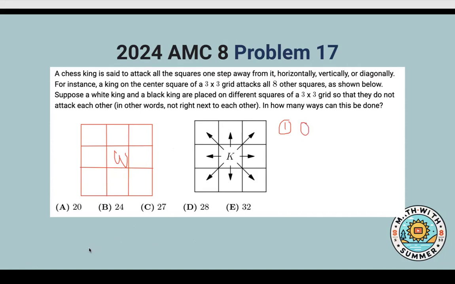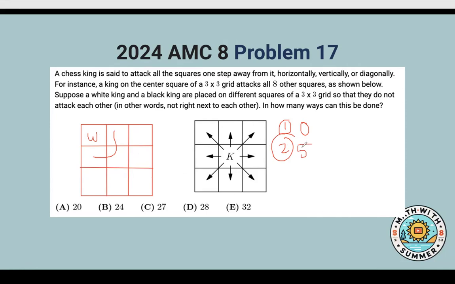Now let's say we put the white king in a corner spot. So case 2 is the white king in a corner spot. And there are a couple of squares that the black king can be in, since it can only not be in these 3 squares. And 1, 2, 3, 4, 5 are still available. So that's 5 for case 2.